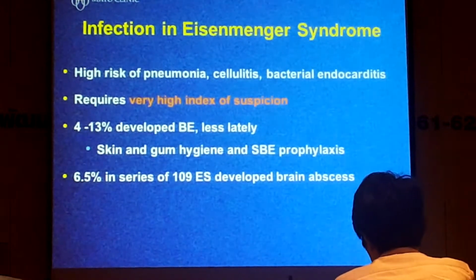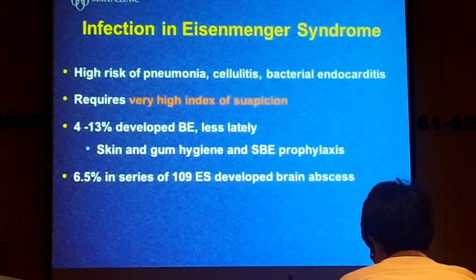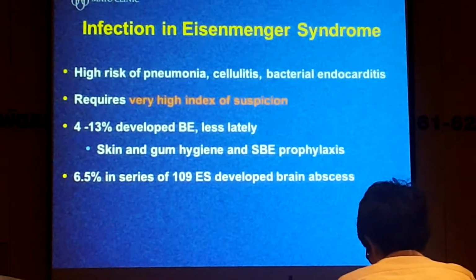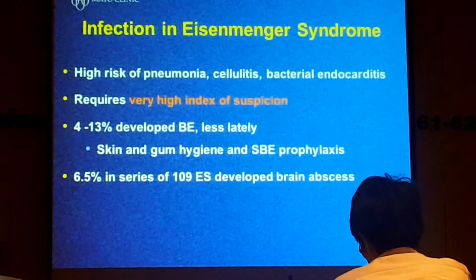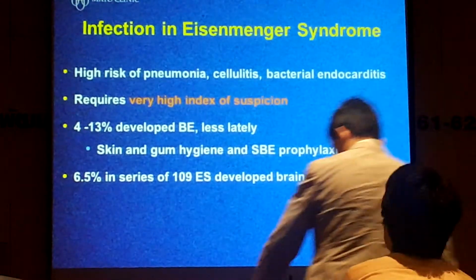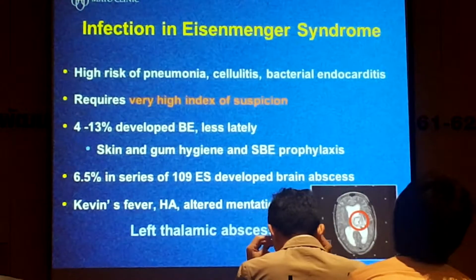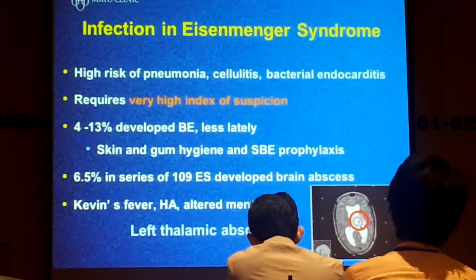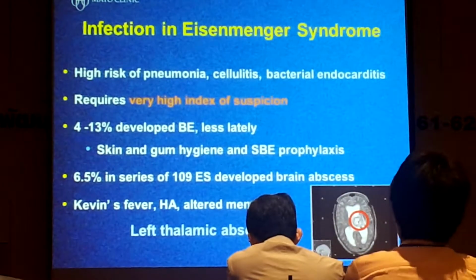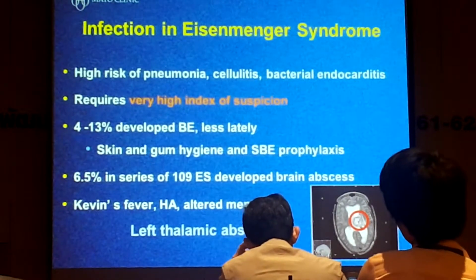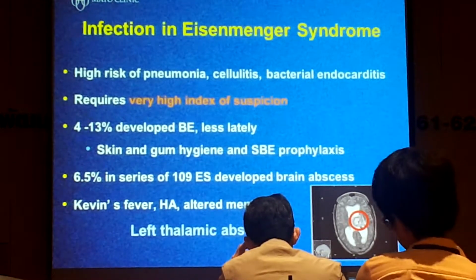Around 6.5% of all patients with Eisenmenger syndrome will develop endocarditis with brain abscesses. And that's what he had. He came in with mental status changes, not improving on antibiotics. And this is what we did: an MRI, and you see the thalamic abscess.